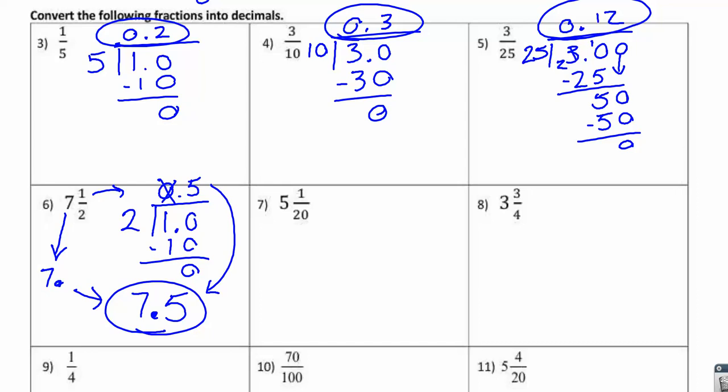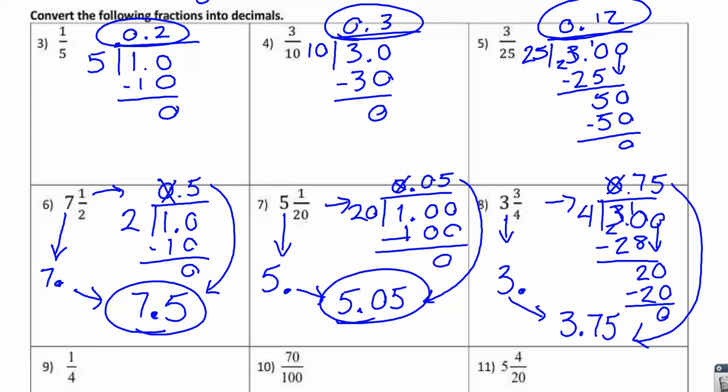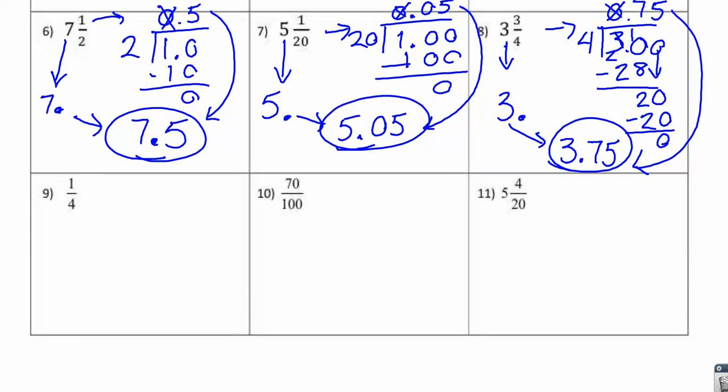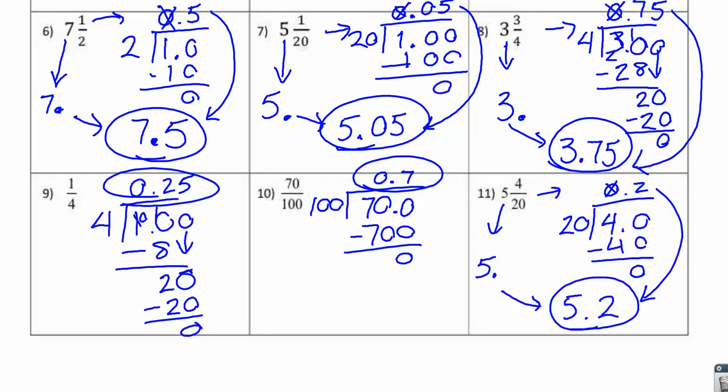So go ahead and try 7 and 8 on your own. See if you can get the answers for those. And then here are your answers for number 7 and number 8. If you're struggling with the ones with the whole numbers, make sure you reach out and let your teacher know so that we can go over that with you. Okay, pause the video for me. I want you to do number 9, 10, and 11. And here are your answers for 9, 10, and 11.